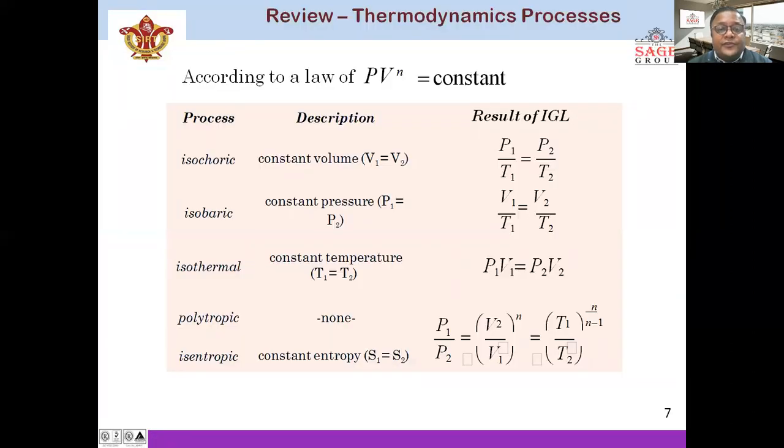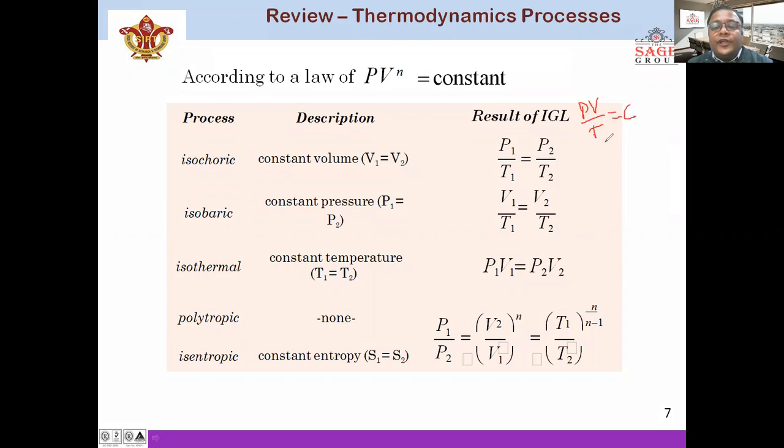These are the thermodynamic processes. It is a review, because in the thermodynamics chapter the isochoric process was already discussed. It is also called the constant volume process, where the volume remains constant during the heating or cooling of the gas, and it is a result of the ideal gas law, in short form IGL. This is the formula P1/T1 = P2/T2. It is obtained from PV/T being constant. This is called the ideal gas law.